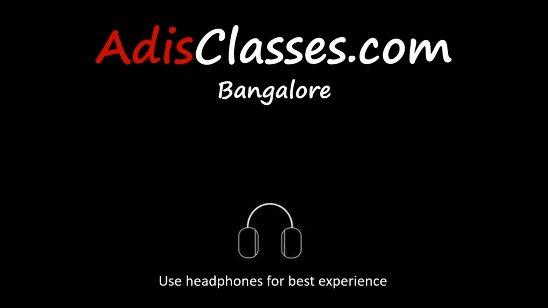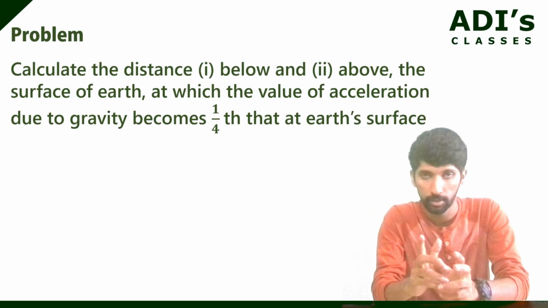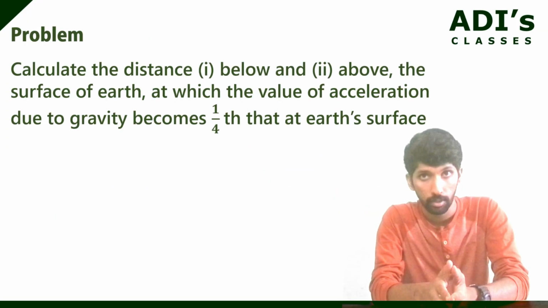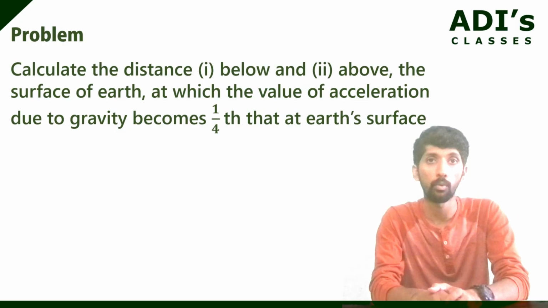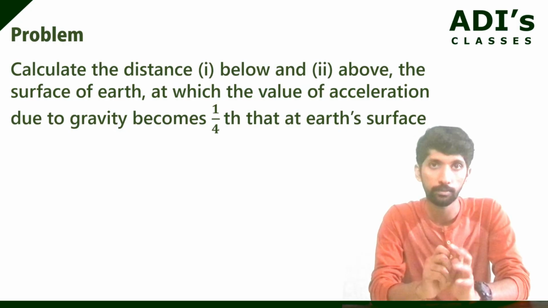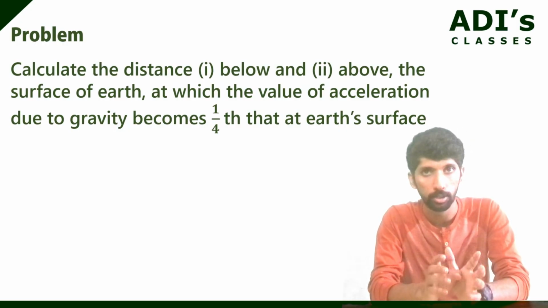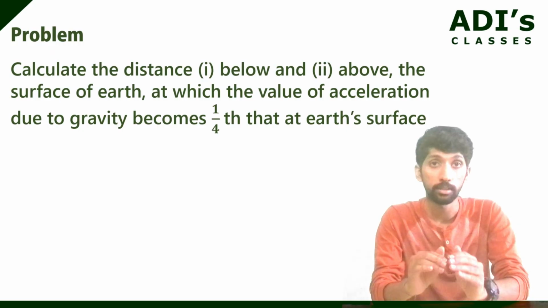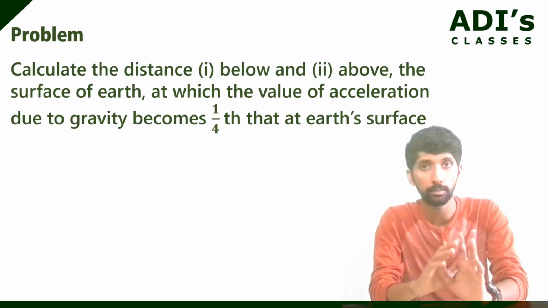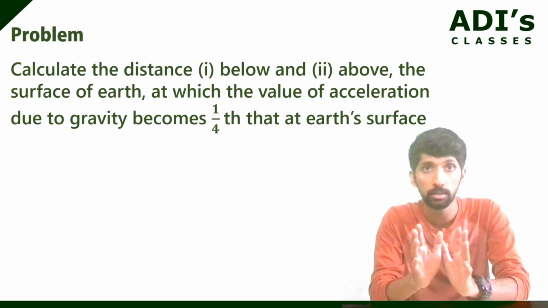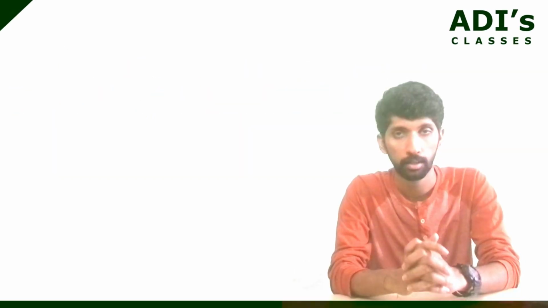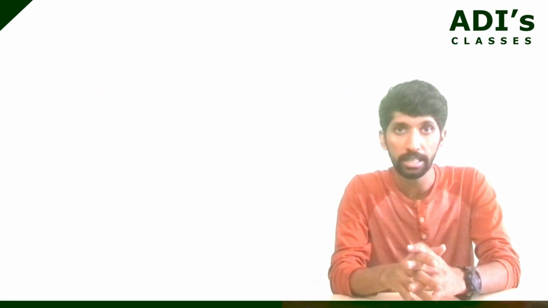So next one, calculate the distance, first one, below and above the surface of earth at which the value of acceleration due to gravity becomes 1/4 that of the earth's surface. Okay, now the question is asking for the depth and the height at which the value of g is 1/4 that of the value which is there at earth, right. Now the first one is below.